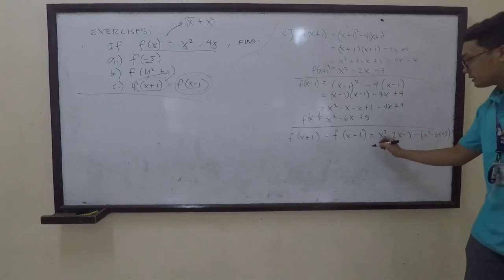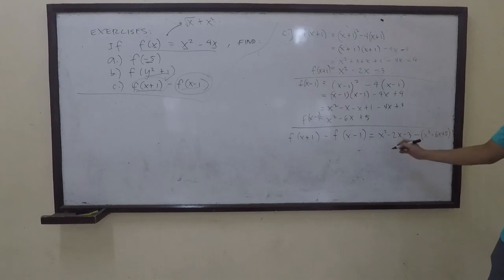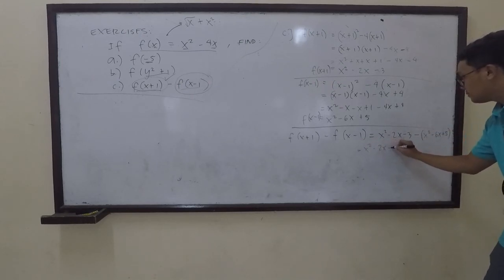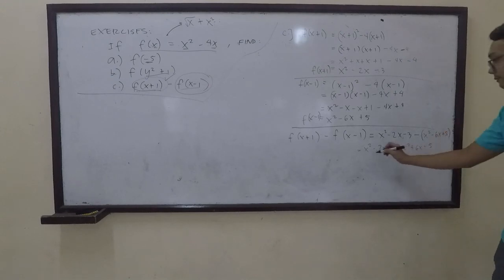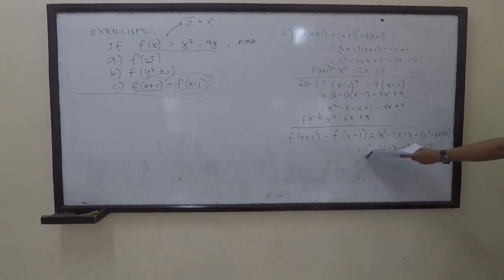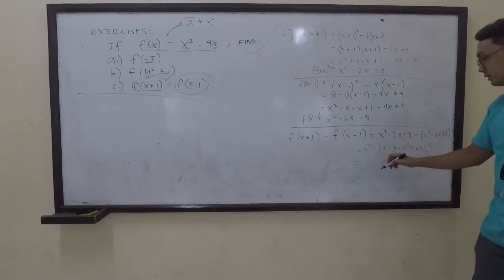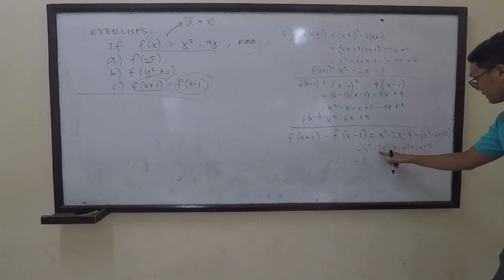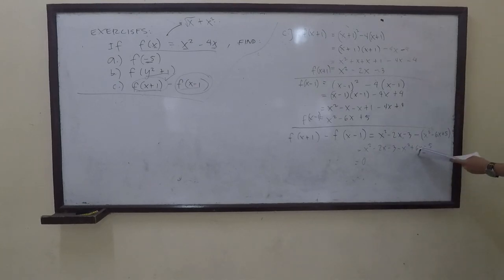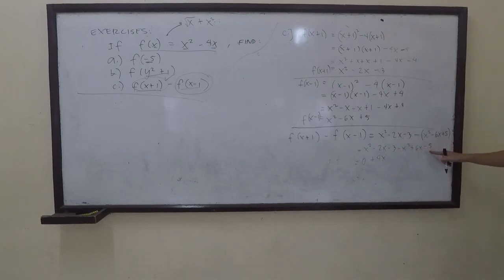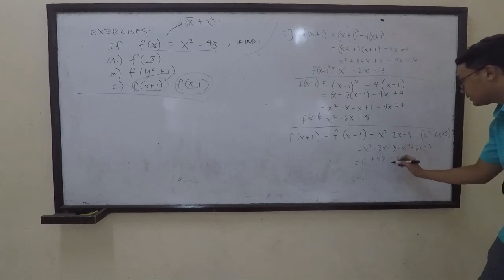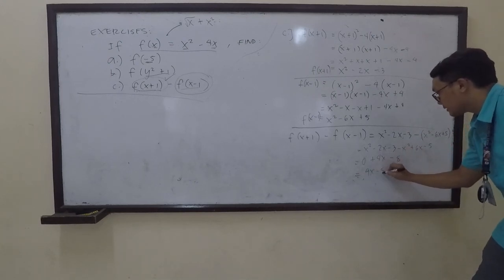So before we subtract, we distribute the negative. Copy x squared minus 2x minus 3, minus x squared. Negative times negative is positive 6x. Negative times positive is negative 5. So we can now combine like terms. x squared minus x squared is 0. Then negative 2x plus 6x is positive 4x. Negative 3 minus 5 is negative 8. So therefore the answer is 4x minus 8.